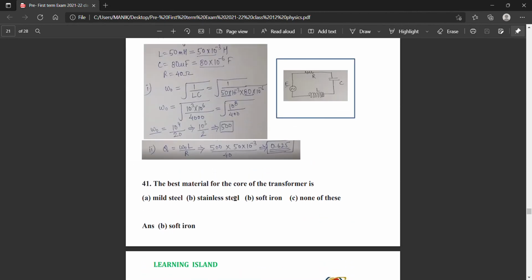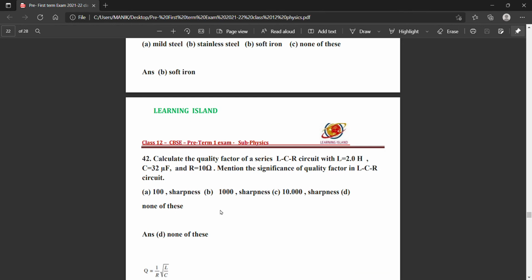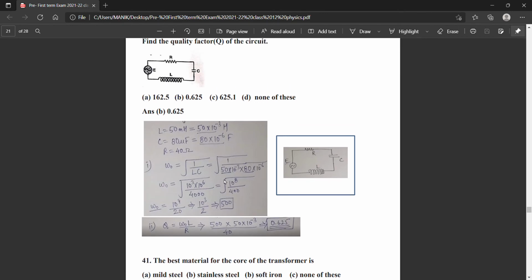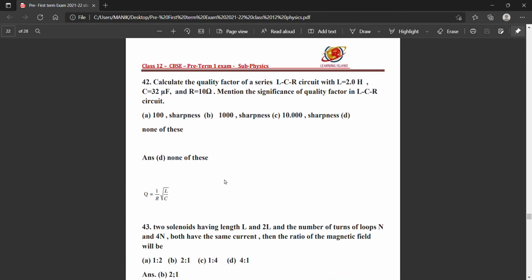Question number 41. The best material for the core of the transformer is, we know, soft iron. Question number 42. Calculate the quality factor of the LCR circuit. Here it is a similar problem to the earlier one. So here I have applied another formula, so you have learned both formulas. Q equal to 1 by R root over L by C. By this formula we have found the result, which does not match any of the options. So the answer will be none of these.